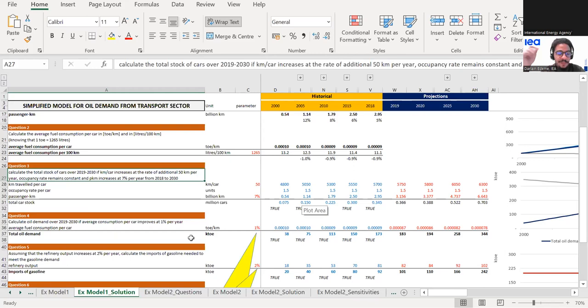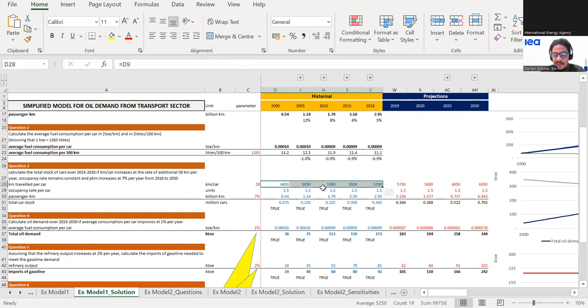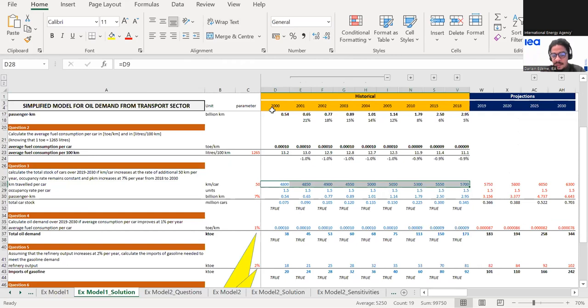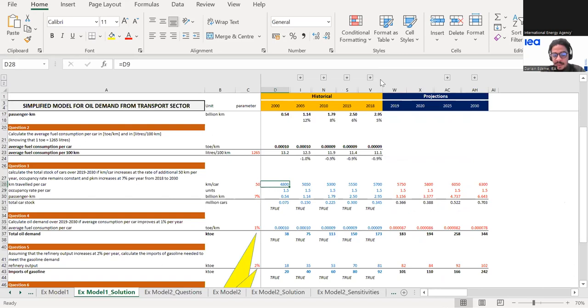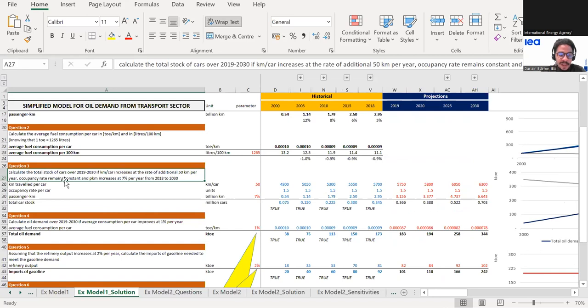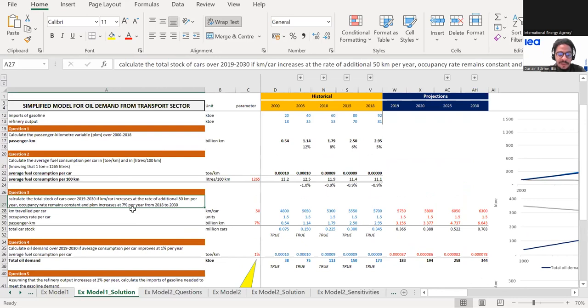For example, you can have this value because maybe we already have this recorded data, and we have seen that during these 18 years from 2000 to 2018, that was actually the growth. So we see that for this country, every year, the historical value increased by 50 kilometers per year. We are also told that the occupancy rate remains constant, so we have on average 1.5 people per car. And the PKM, which I remind you is the passenger kilometer variable, is increasing at a 7% per year rate from 2018 to 2030, which again comes from historical data.